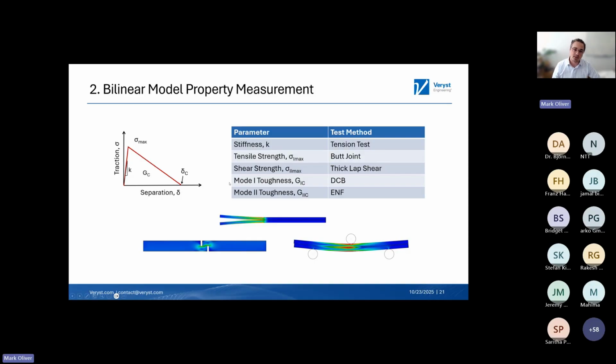So this can work really well. You get measurements of the inputs directly that go into the CZM. The problem is that many structural adhesives are not well captured by a bilinear traction separation law. And so you can introduce some significant errors, which I'll have a case to convince you of, if you assume the traction separation law is bilinear, when in fact it's not.